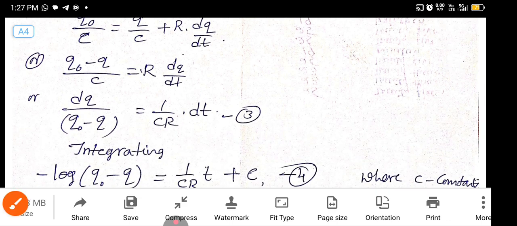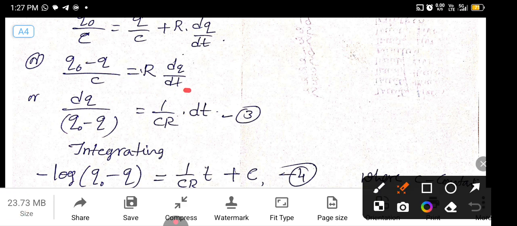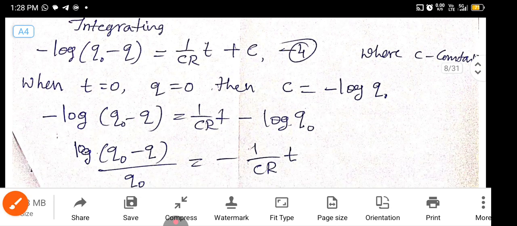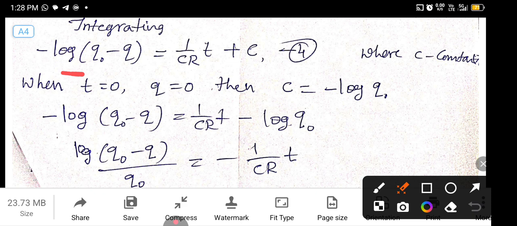On simplification, that is dq by Q naught minus Q equals 1 by CR into dt, that is equation 3. On integrating these two sides, we get minus log of Q naught minus Q, because of the Q there, that's why it is minus, equals 1 by CR into t plus constant C.